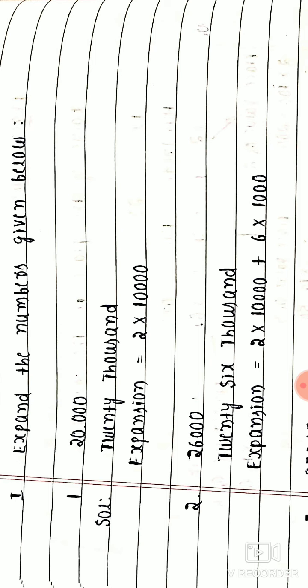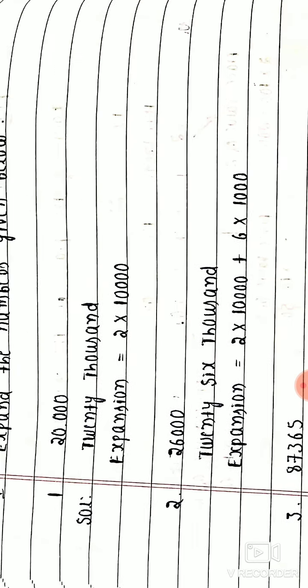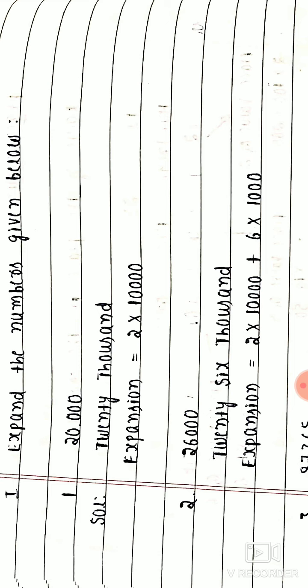Then take the next problem, that is 26,000. So here 26,000 is given. You have to expand the given number. So first write this number in words form. Then you have to expand using the place value chart. First you have to write 0 is in the ones place, which is no value. Then 0 is in the tens place, 0 is in the hundreds place.